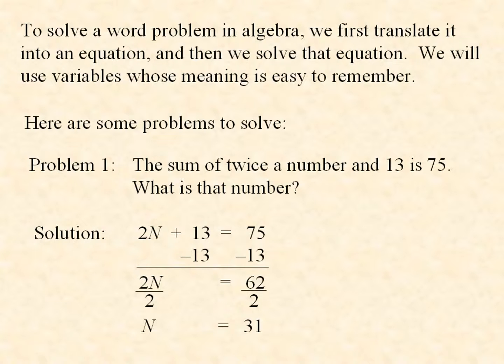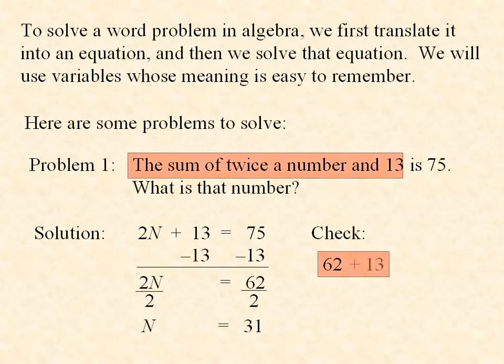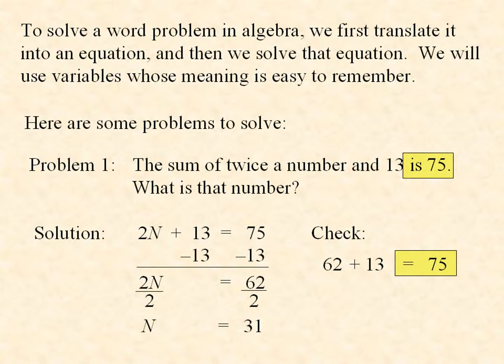It's important to check the result to see if it really makes sense. Let's see, if the number is 31, then twice that number is 62. And if we read the sentence, it says the sum of twice that number and 13. So the sum of twice that number and 13, 62 plus 13, is 75. Yes, 62 and 13 is 75. So it does check. It does make sense.